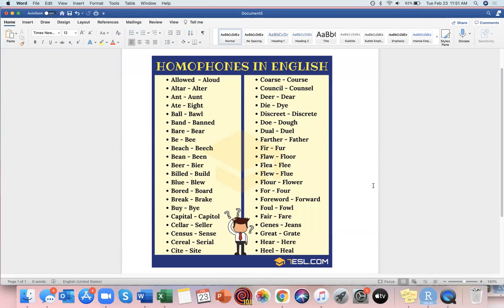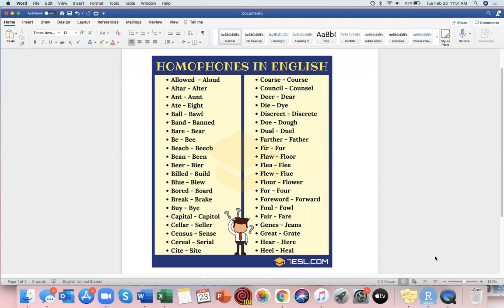Today we'll be going over homophones in English. So, what are homophones? Homophones are words that sound exactly the same. However, they are not only spelled differently, but also have very different meanings. So, here is just a list of the homophones in the English language.